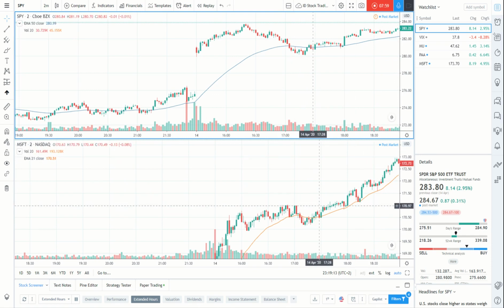And when you see a setup like this with no major resistance upwards, and when the stock is showing a great strength relative to the market, it's your obligation as a trader to take that trade.